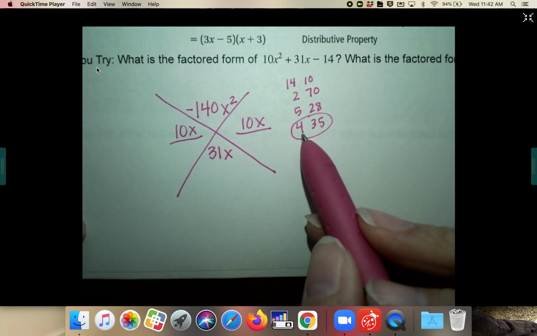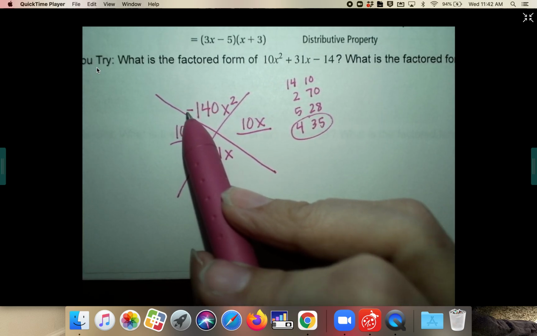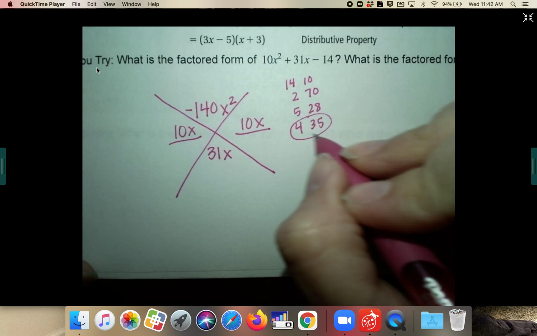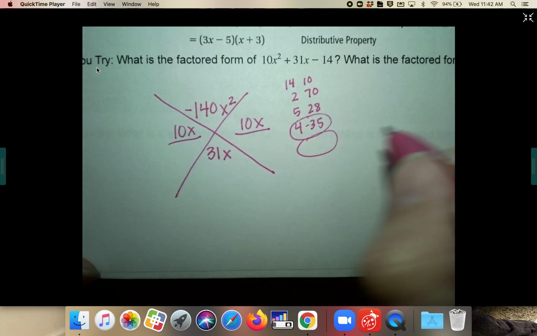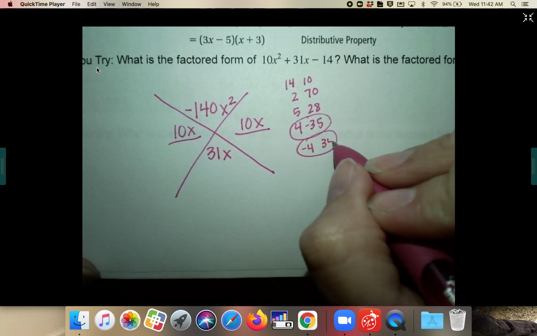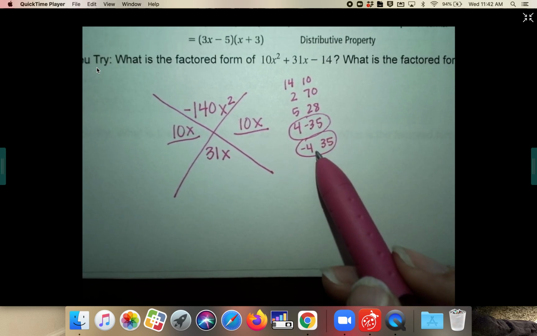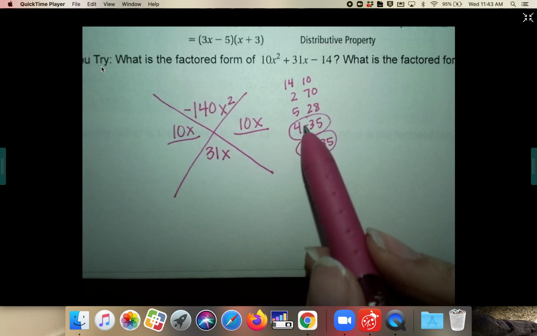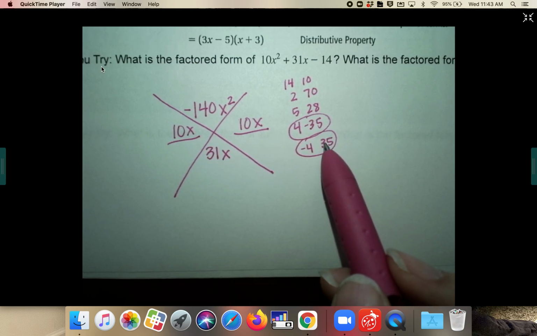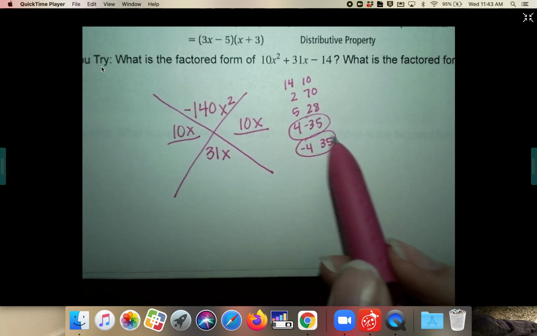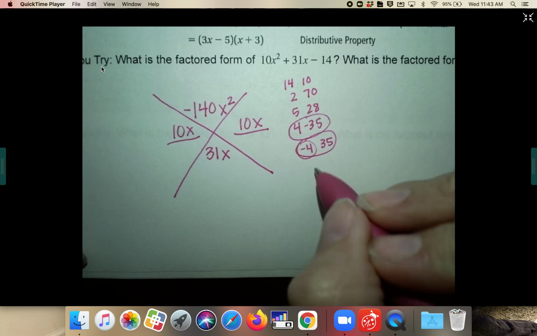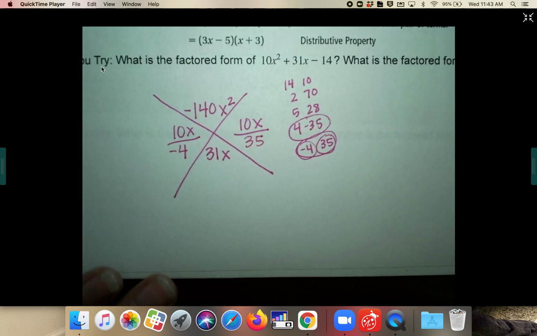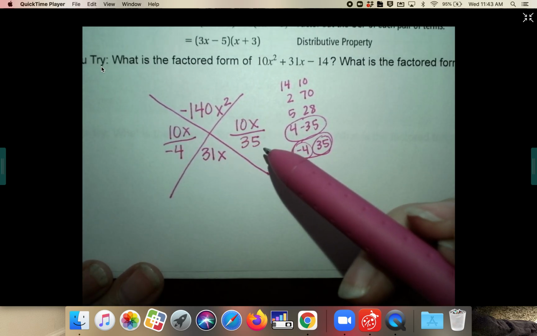When I multiply them, I need one of them to be negative, because when I multiply a positive times a negative, that's how I'm going to get this negative. So I either need it to be 4 times negative 35 or negative 4 times positive 35. And I know when I add them, it needs to be positive 31. So when I add this, it'd be negative 31, but when I add this, it would be positive 31. So it's this. I'm going to use a negative 4 on one side of my fraction and a positive 35 on the other. And we are done except for checking for simplification.